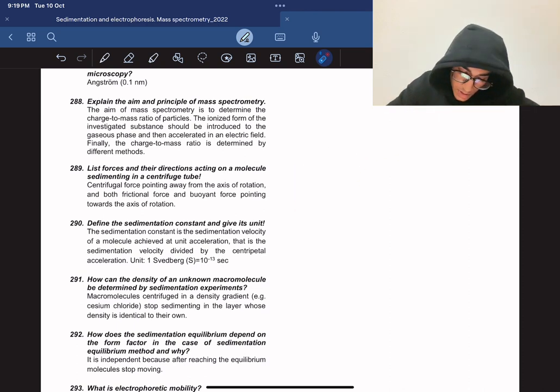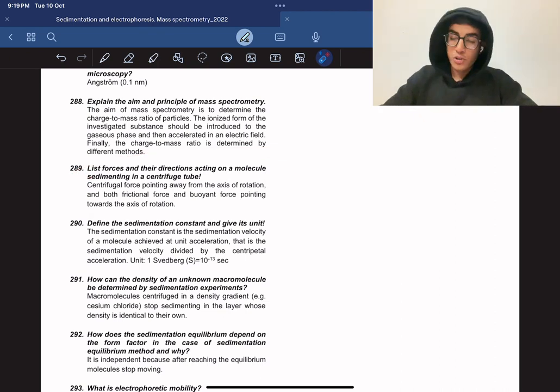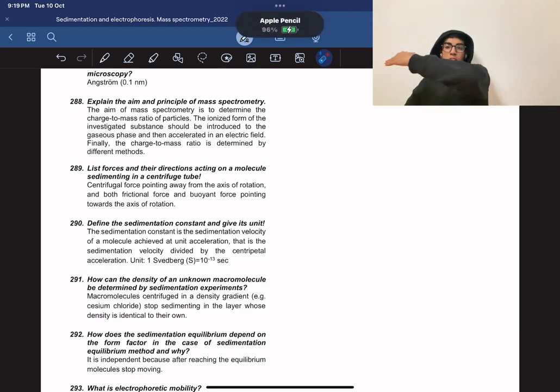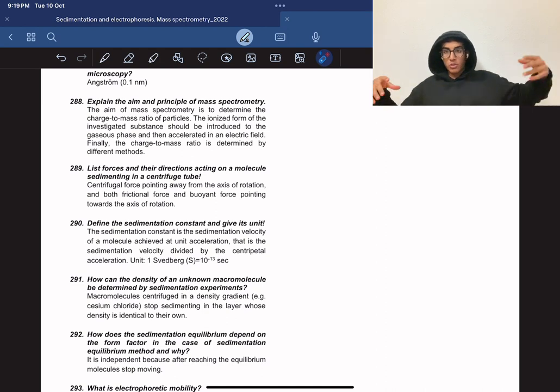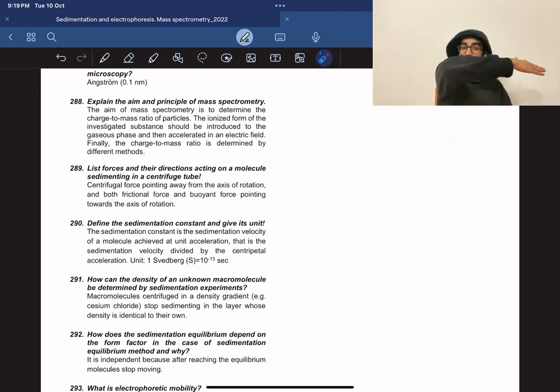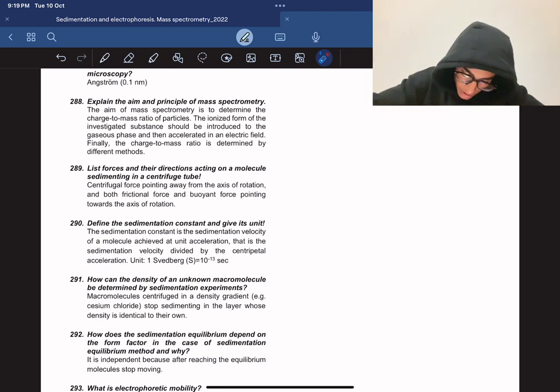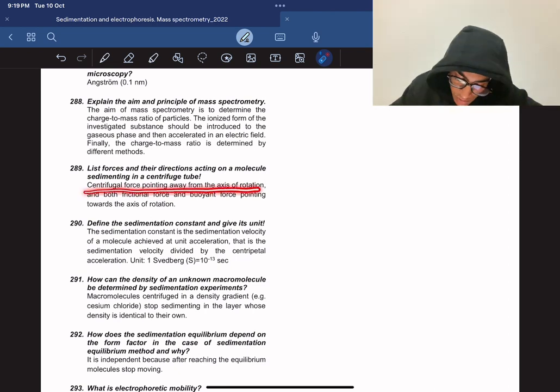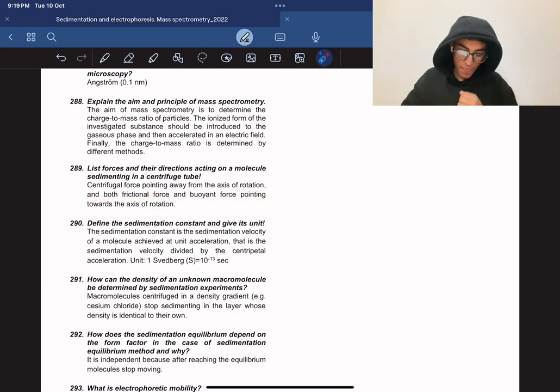Boom. List the forces and their directions acting on a molecule in sedimentation in a centrifuge. Due to centrifugation, the centrifugal force acts toward the end of the tube, so FC. But then there's the buoyant force because of the solution, and the frictional force. So we have two forces coming like this, one force coming like that. The centrifugal force points away from the axis of rotation, and both the frictional force and the buoyant force point towards the axis. Pretty simple, guys.